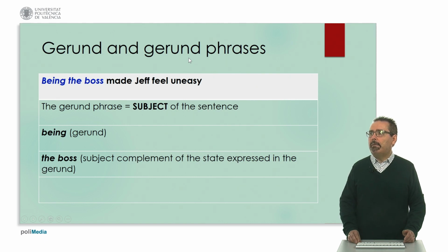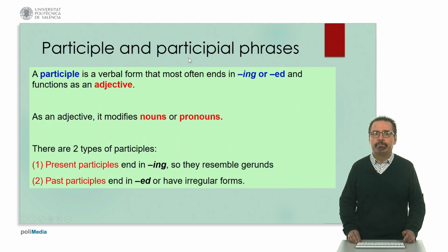In this other example, we have the gerund phrase acting as a subject. Being the boss made Jeff feel uneasy. Being is a gerund, of course, and the boss is the subject complement of the state, in this case not an action, a state expressed in the gerund. We will move on now to participle and participial phrases.